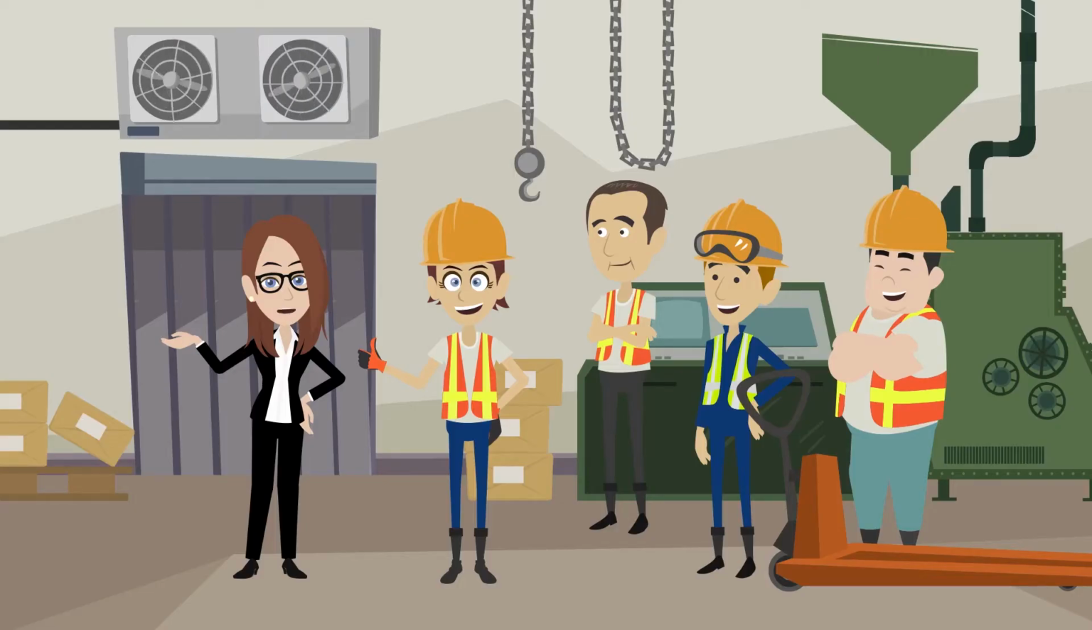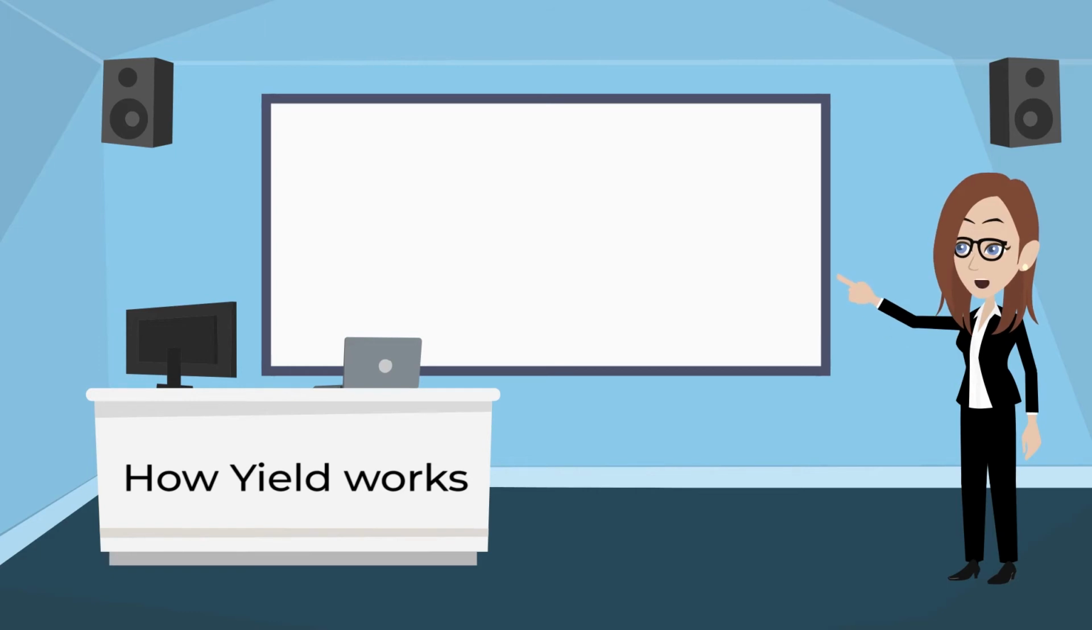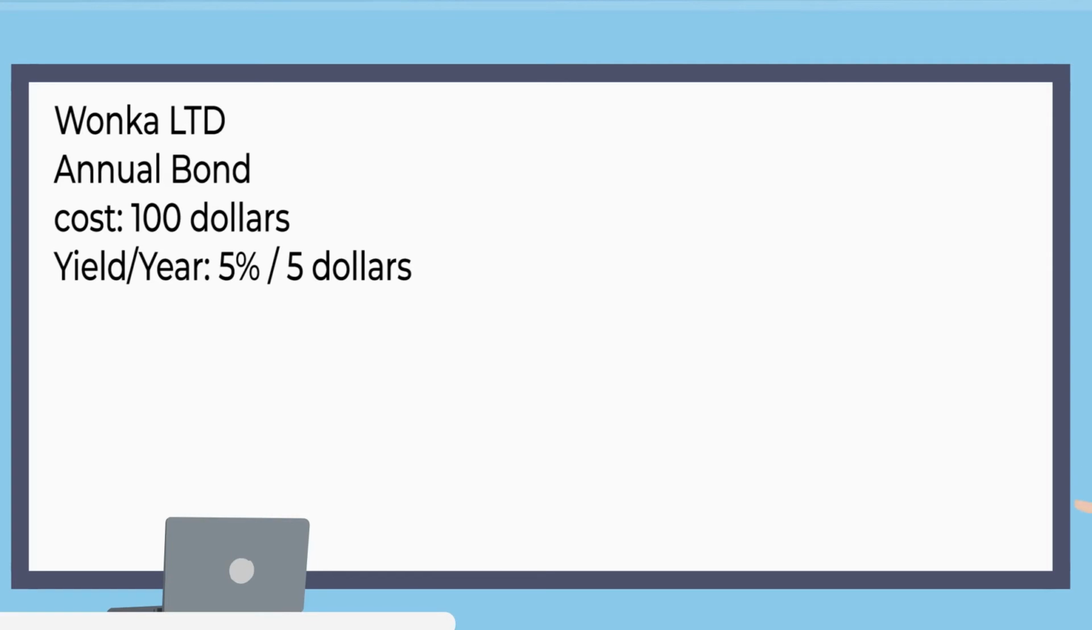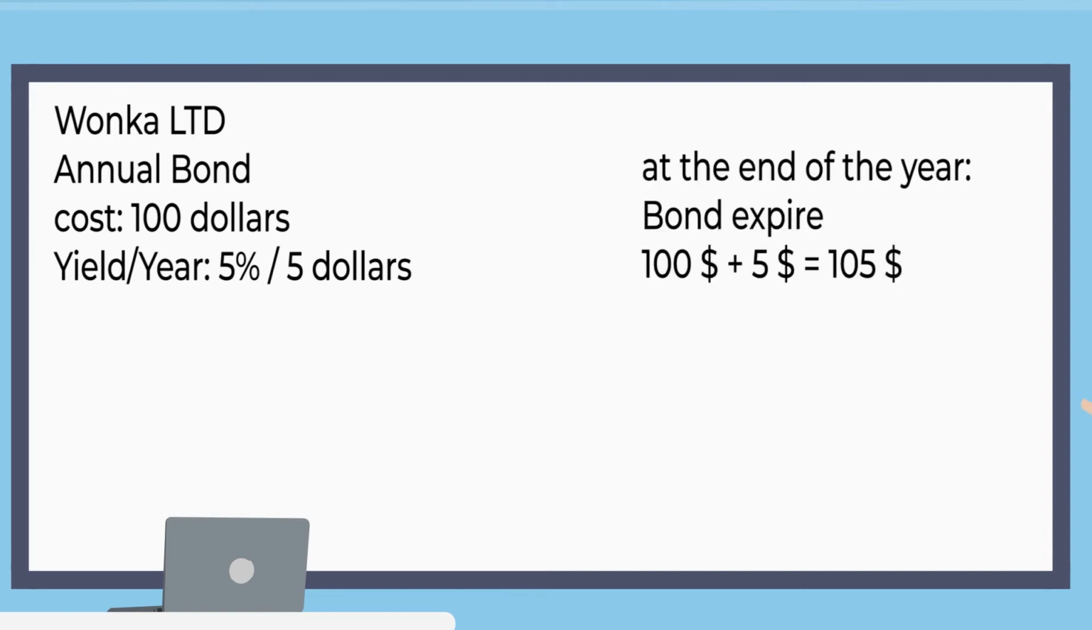But what does yield mean? Let's see how the yield of a debt security works, like a normal corporate bond. We are not talking about a junk bond, and the numbers used here are for example. Let's assume that Mike buys a $100 bond from Wonka Limited, with an annual return of 5%. So Mike lends $100. And in exchange he has a piece of paper that says that he lent $100 to Wonka Limited and that at the end of the year when the bond expires he will receive $100 plus $5 of interest.